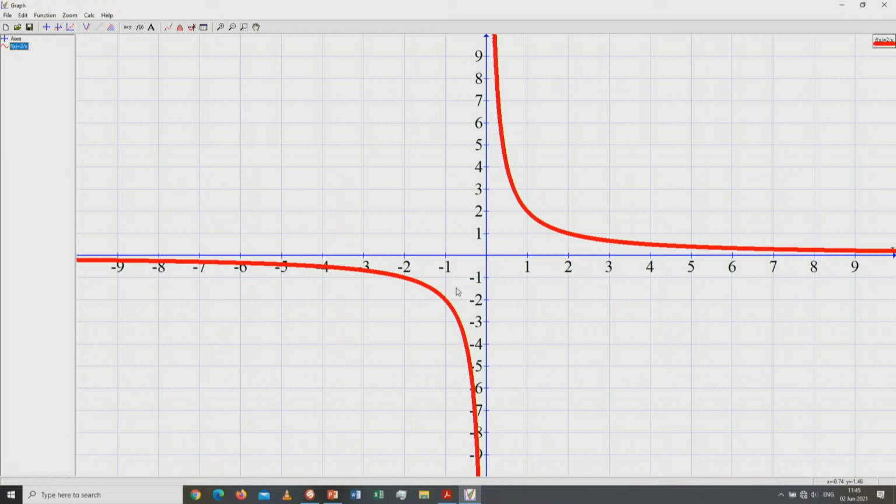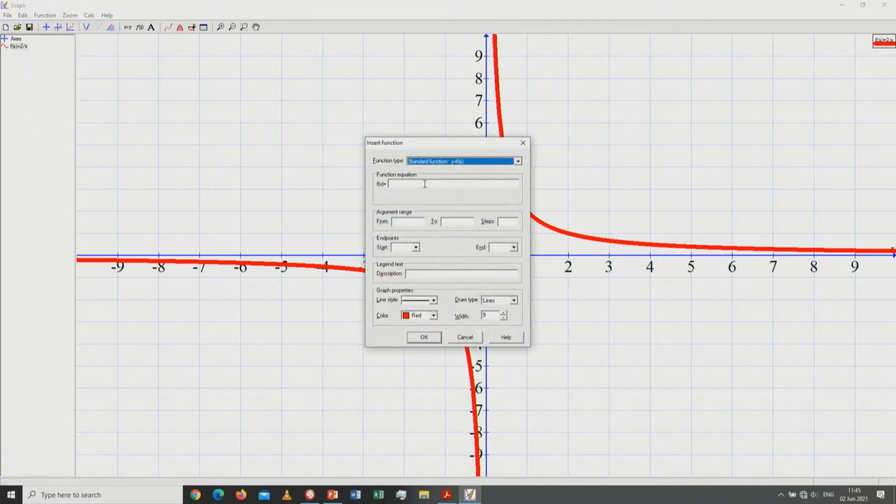The graph moves, but the graph will never touch this line, and also the graph will never touch the y-axis. We'll talk about it later on. Right now, if I add 3 on it, then what's going to happen? That is 2 now divided by x, 2 divided by x plus 3.